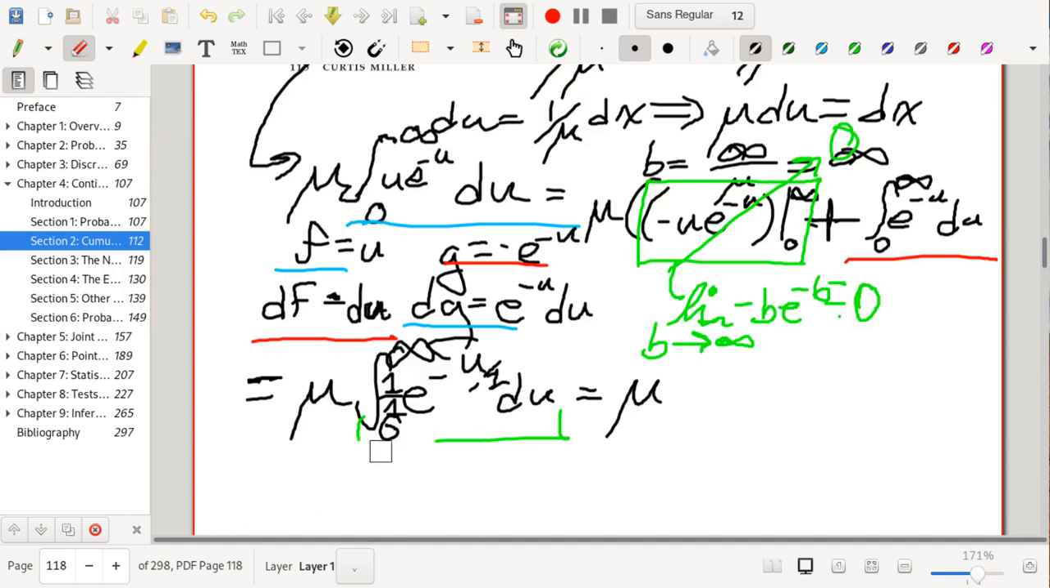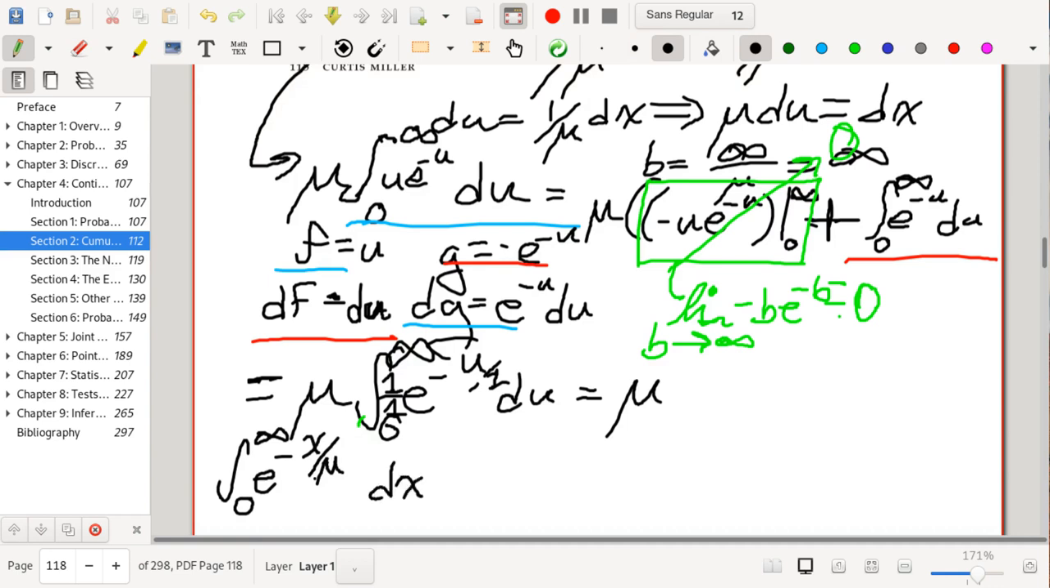Let's say the integral from 0 to infinity of e^(-x/mu) dx. Let's say I wanted to compute this integral and there's nothing else. I could then say, okay, we've got mu divided by mu here. So this is equal to mu times the integral from 0 to infinity of 1 over mu e^(-x/mu) dx. We could do that.